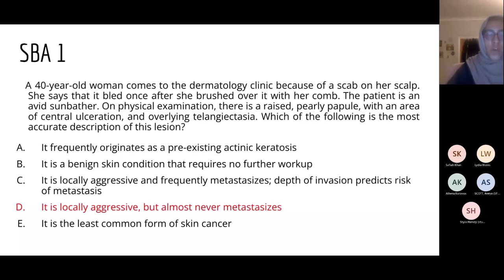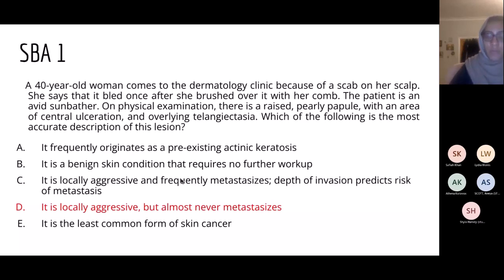And a melanoma is what C and E are talking about. So melanomas do frequently metastasize, and the depth of the invasion predicts its risk of metastases, and also gives us an indication of an individual's mortality rate, and that's known as the Breslow thickness, and we'll be talking about that a little bit later on. But luckily, it's not as common as some of the other skin cancers, which is good to know.